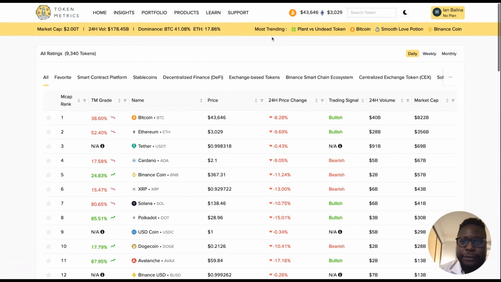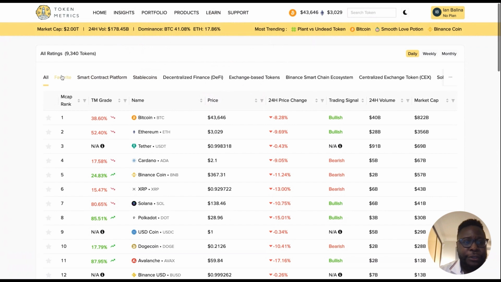So first thing first, most trending tokens. As soon as you log in, we'll show you what tokens are trending. So right now we have Plant versus Undead token. I think this is maybe an NFT or metaverse token. We have Bitcoin, we have Smooth Love Potion. I think this is also for maybe Axie Infinity, and we have Binance token, or Binance coin.